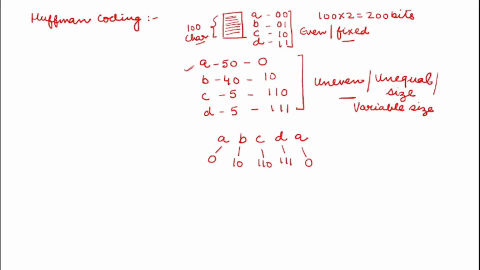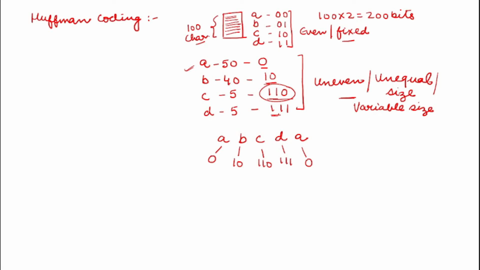Similarly, no other code is starting with 0. You can see that the prefix of A is 0, and there is no other code having the prefix 0. Similarly, B is having 10, and no other code is having the prefix 10. Similarly, C is having 110, where 11 is common, so no other code is having the same as 110, right?